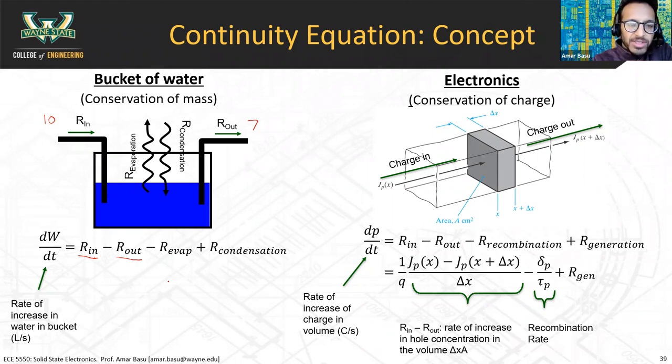Just ignore the last two terms for a second. The rate in is contributing water into the bucket, so this is a positive term, and the rate out is taking water out of the bucket, so it's a negative term. That's why it's rate in minus rate out. So in this case, if you have a rate in of 10 and a rate out of 7, then dW/dt is going to be 3 liters per second. So the water is going to increase in the bucket at a rate of 3 liters per second.